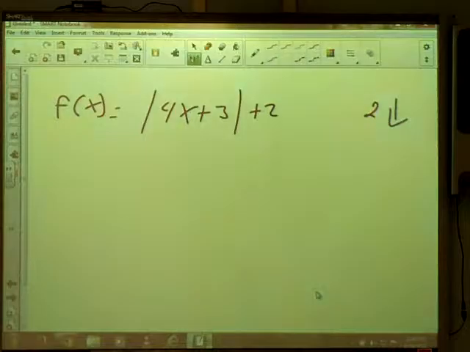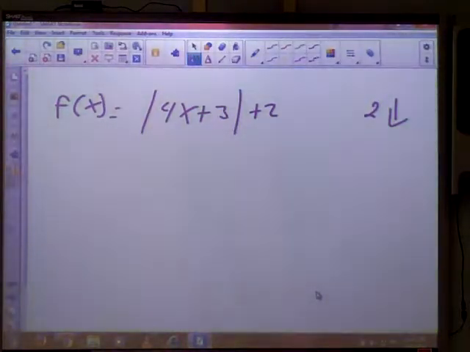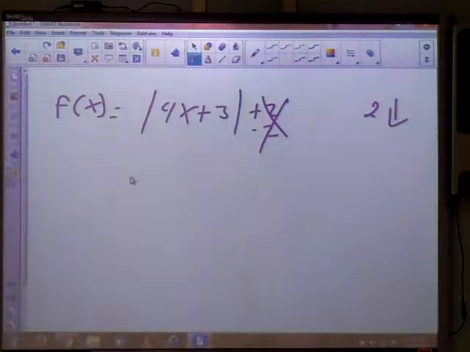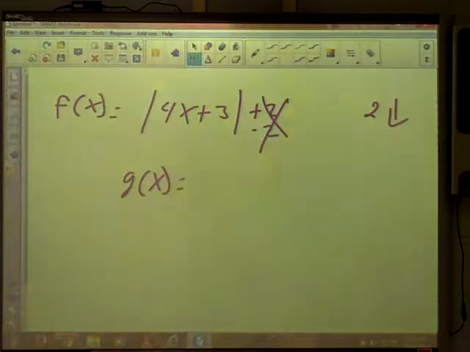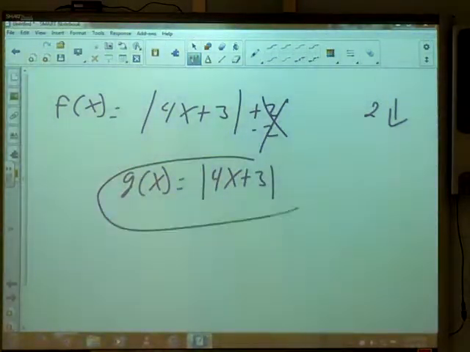Am I going to subtract 2 from the end or from inside the bars? From the end. Up and down is always from the end, remember? Since it's a down 2, I'm going to subtract 2. So if there's a 2 out there and I subtract 2, that thing's just gone, isn't it? So your final answer is just g of x equals the absolute value of 4x plus 3. Shazam.